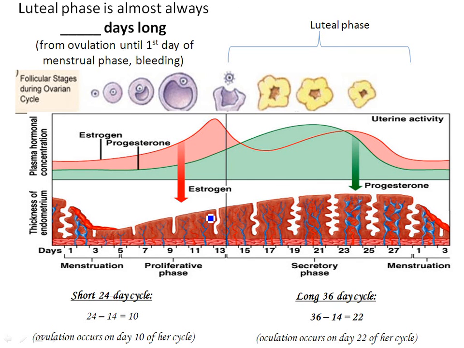So we have to actually look at what is consistent. We know that some women have short cycles, some women have long cycles, and their ovulation is occurring at a different place. The only thing that's fairly consistent is the luteal phase, which is always 14 days long.